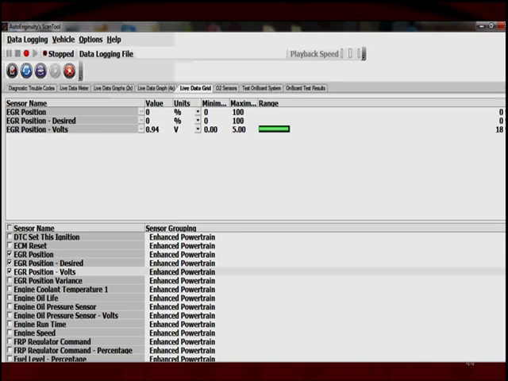Here we have something that I personally cannot live without. Desired EGR position desired in this case. When I'm looking at the EGR, what position should it be at any given engine load and speed? Well, the desired PID tells me exactly what it should be.